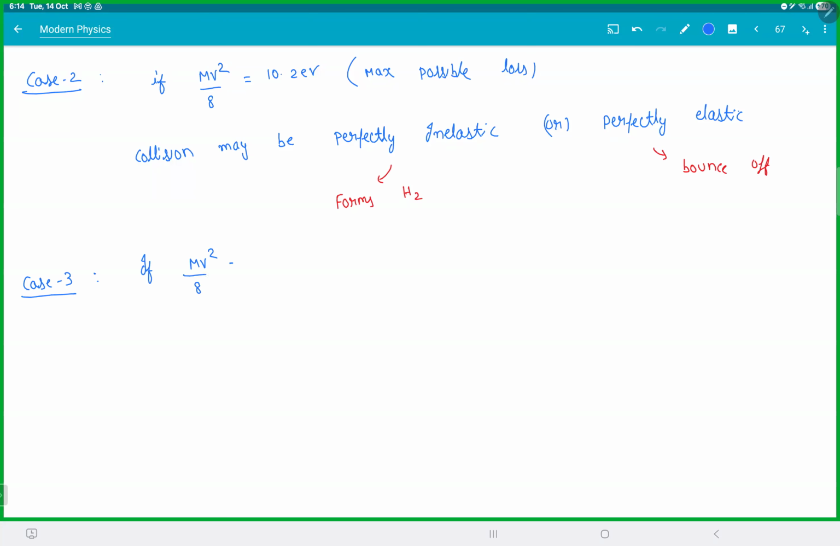If mv square by 8 is, let's say, 12.1 eV, now we have three possibilities. We can lose exactly 12.1 eV, we can lose 10.2 eV, or we can lose nothing. Now we can see what is happening. Just like the orbitals are quantized, the energy lost is also quantized. You can lose only certain values. So this will be perfectly inelastic.